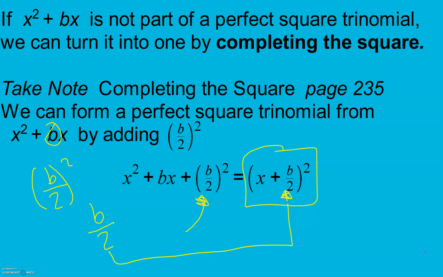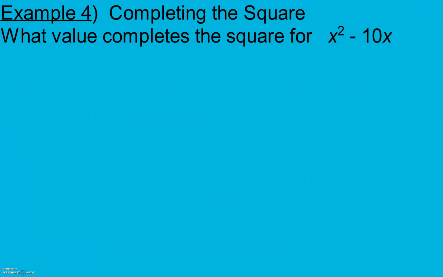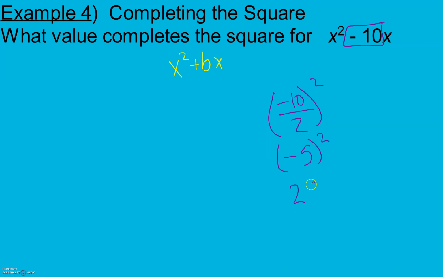So here we want to know what value completes the square. Make sure that it's in the form x squared plus bx first. No number in front of our x squared. Then we take our b value, half it, and square it. And 25 is what I can add here to make this into a perfect square trinomial. So we want to know what value completes the square. 25.